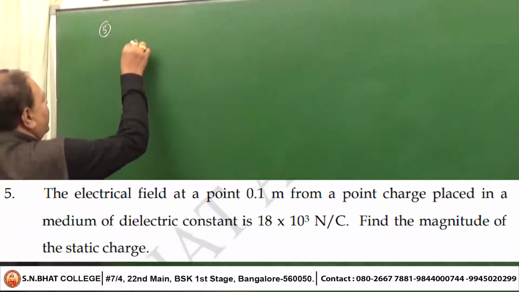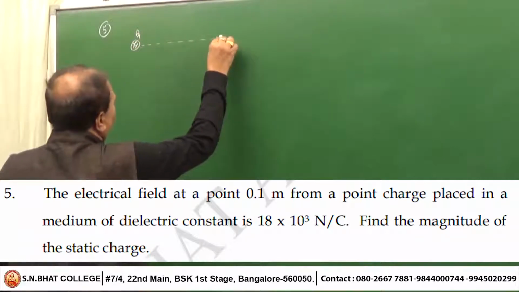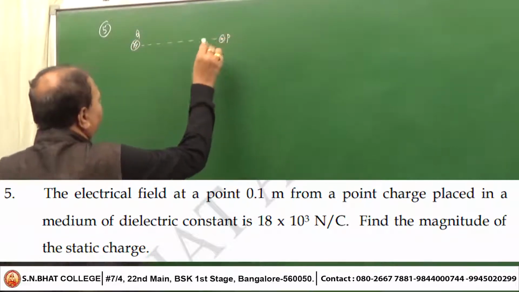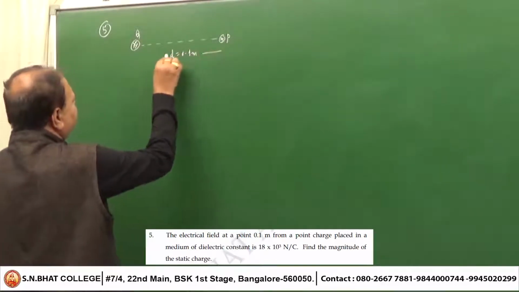See, look. Here is a static charge, which we denote by capital Q. And here is a point P. This point P is at a distance of 0.1 meter from this charge, he says.